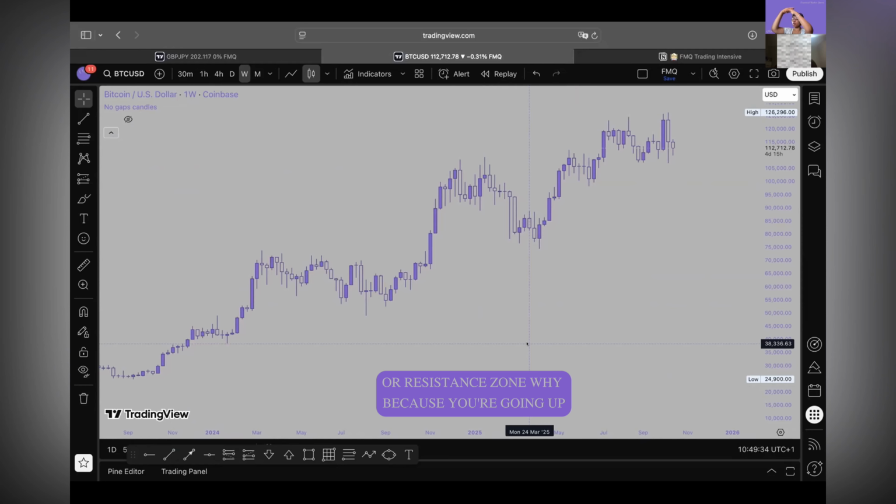Why? Because you're going up. Now, if the direction of that particular chart is a downtrend, you want to enter that market from a resistance or a supply zone, and you want to take your profits from the nearest zone, and the nearest zone will not be a demand or a support area.